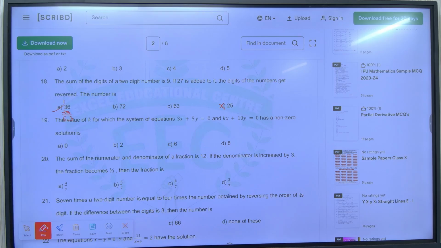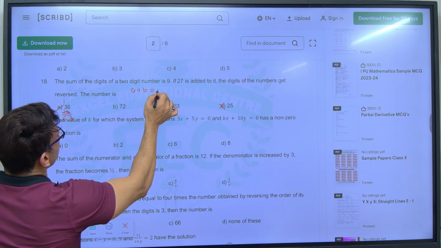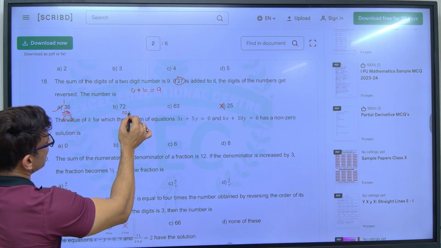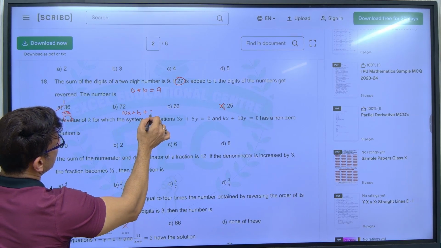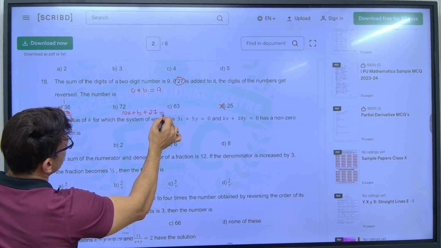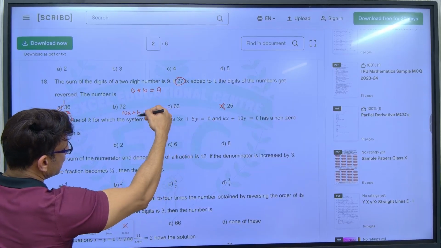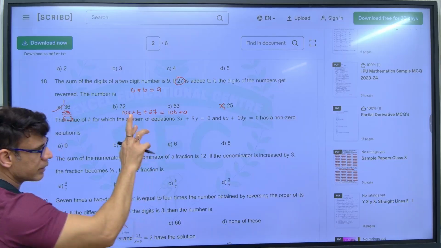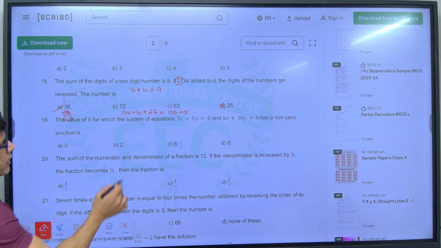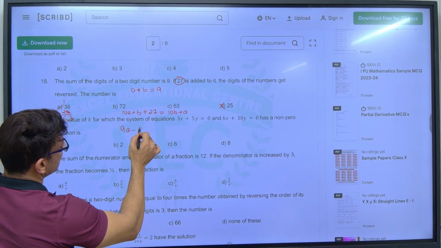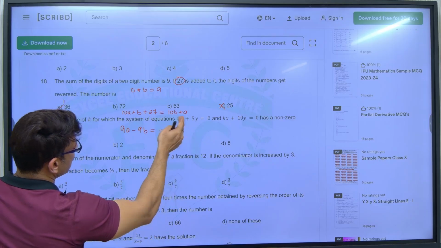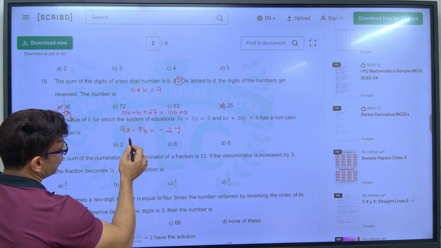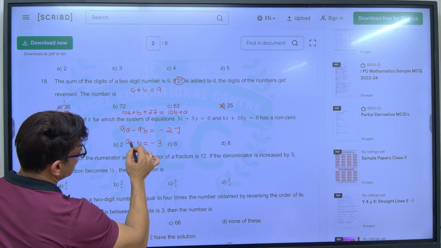In the form of an equation, write a plus b is equal to what? 9. And they are saying if 27 is added to the number, so the number is what? 10a plus b. If you add 27 to it, the new number formed by reversing the order of digits will be 10b plus a. The digits get reversed, right? Again, when you solve it, 10a minus a is 9a, minus 9b is equal to minus 27. Bringing 27 to that side, taking 9 common, a minus b is equal to what? Minus 3.